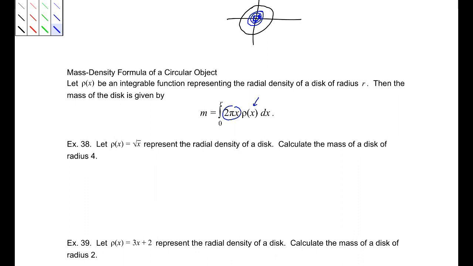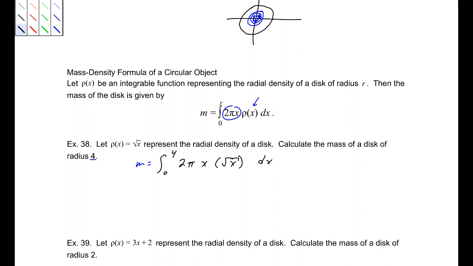Let rho of x equal the square root of x represent the radial density of a disk. Calculate the mass of radius 4. So our integral is going to be, our mass equals the integral from 0 to 4 of 2 pi x times rho of x. Now rho of x is the square root of x in this case. And we need to make sure we have our dx there.